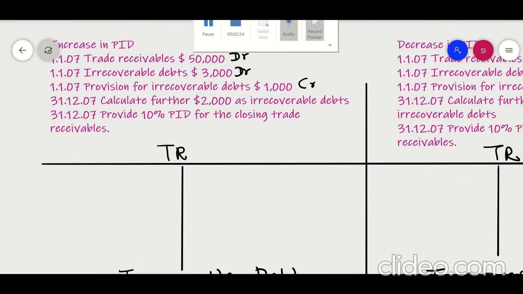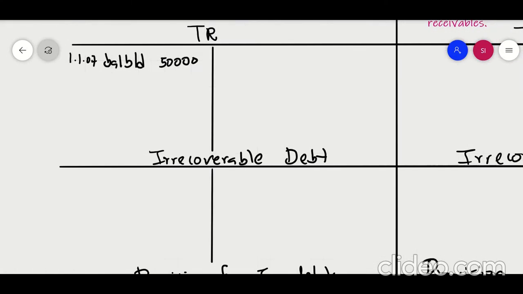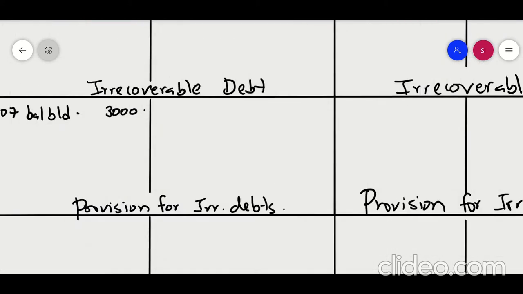Let's go to trade receivables account on 1107 as balance brought down, worth 50,000. And then irrecoverable debts worth 3,000 on 1107 as balance brought down. And provision for irrecoverable debts we have worth 1,000. So let's enter 1,000 on the credit side. 1107 as balance brought down.